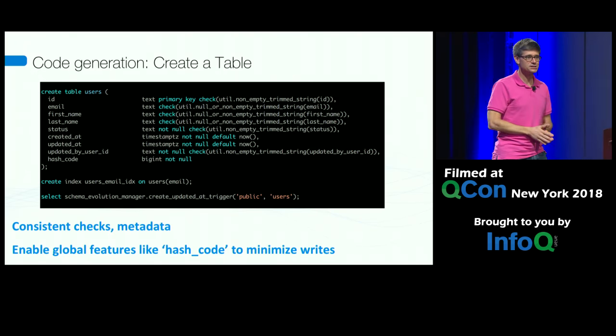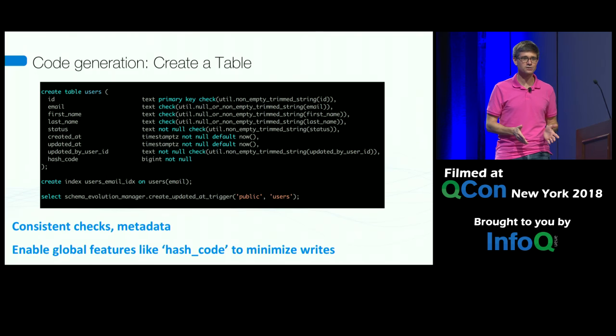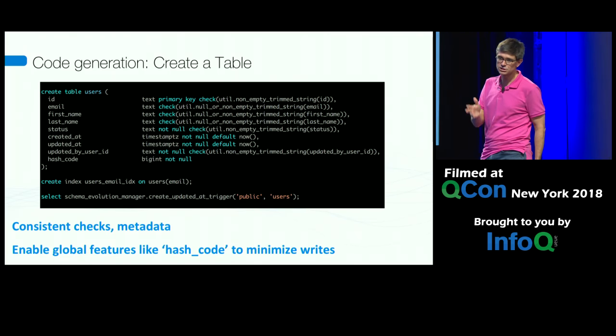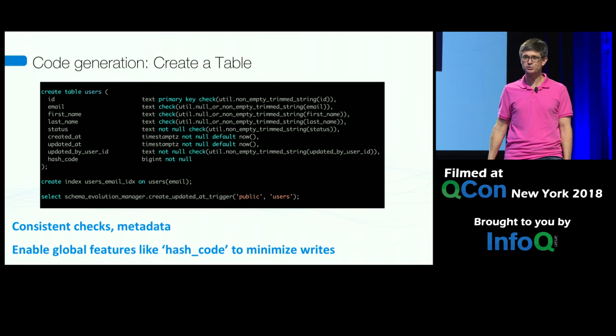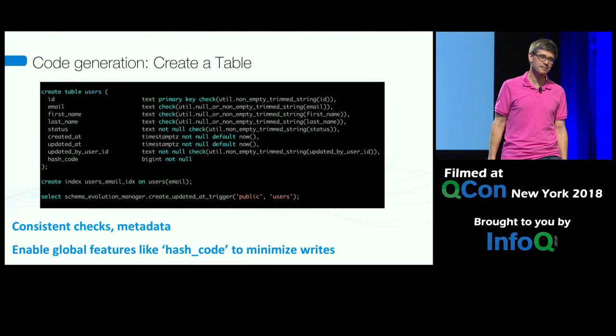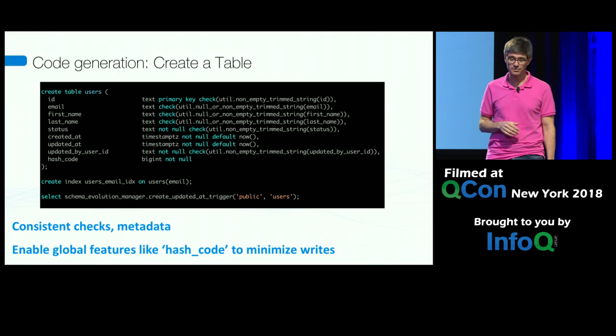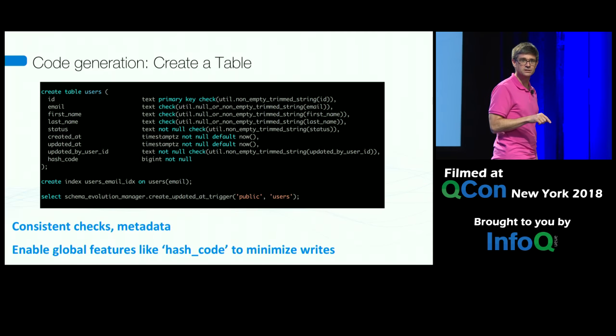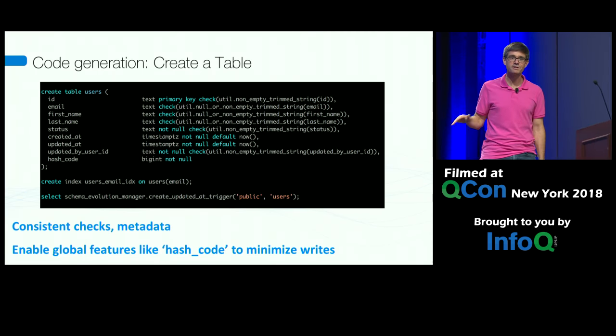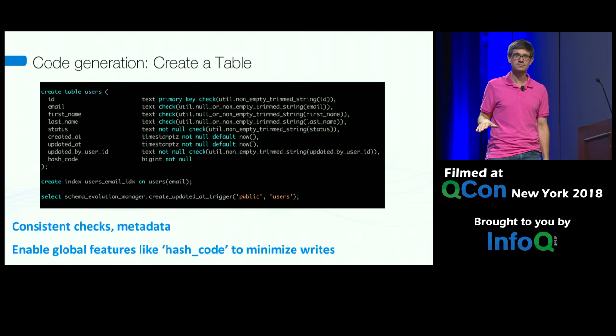I hate it. And so from the beginning, we came up with a convention that we're not going to allow that at Flow. And we have these constraints in Postgres. Util, non-empty trim string ID. And if you try to insert an empty string, you're going to get an error. And we're never going to have this. We're going to have good, clean data from the beginning. Because we're using code generation, this is how everything is. We have the ability to enforce a policy like this across the company.